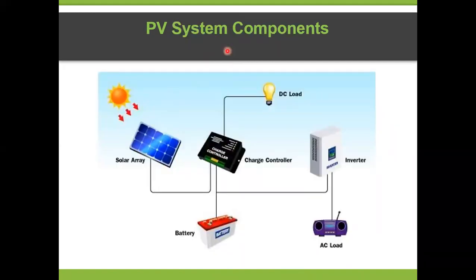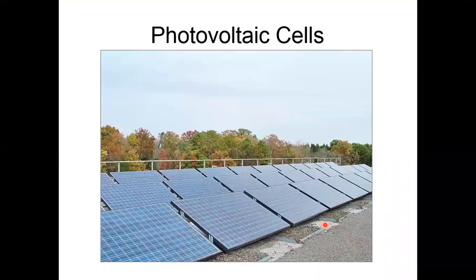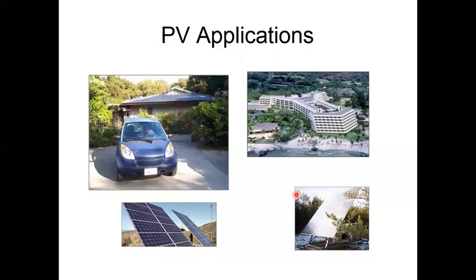The main components of a PV system: sunlight will be coming, and we have the solar array, which consists of the photovoltaic cells. Then we have the battery and the charge control. Then we have the inverter and load. We get direct current, and by the inverter we can convert direct current into alternating current. The picture shows the arrays of the photovoltaic cell.